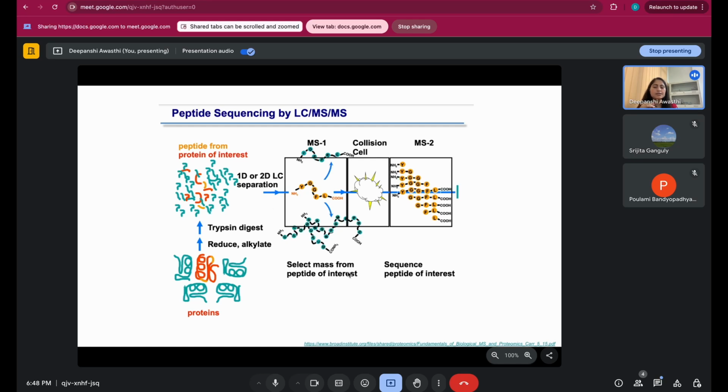We have selected some mass from the peptide of interest. Now this peptide of interest will pass through the collision cell. In the collision cell it will be further fragmented, and now MS2, the second mass analyzer, will sequence this peptide of interest. So now this peptide is further fragmented and we will be able to identify the sequence of this particular peptide. Due to this reason we use tandem mass spectrometry, because we get the advantage of selectivity. We can select at the first level which peptides are to be passed.